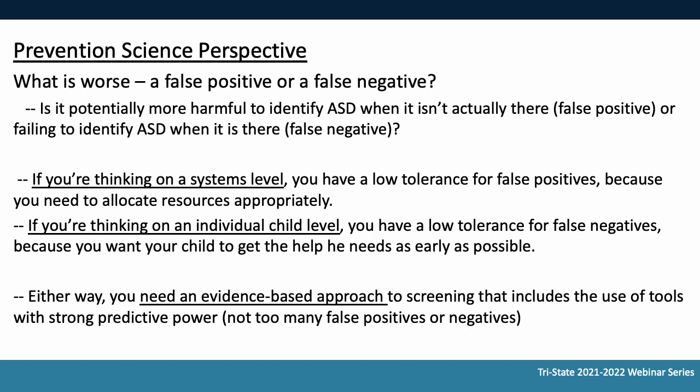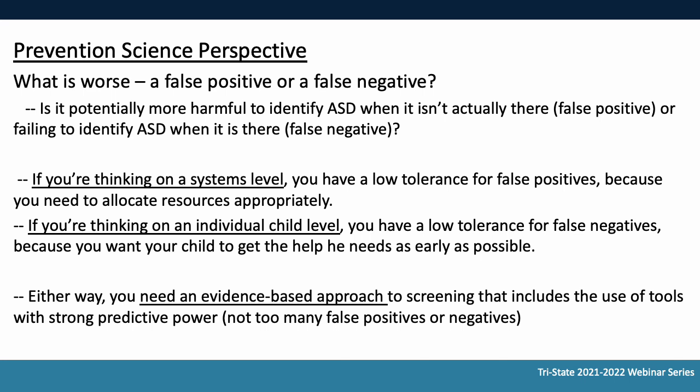Either way, whether you're thinking on a systems level or an individual level, we need an evidence-based approach to screening, to identifying children at risk. And that approach needs to include tools that have what we would call strong predictive power. That basically means these tools are built and studied in young children, and they don't have too many false positives and they don't have too many false negatives. Therefore, you can trust that your results are more likely to be accurate. So, whether you think on a systems or an individual level, we need this evidence-based approach.